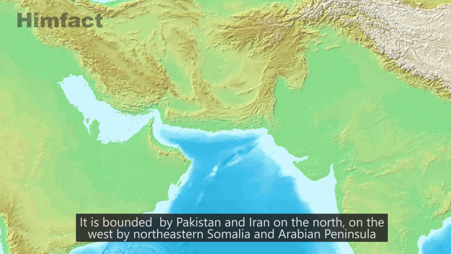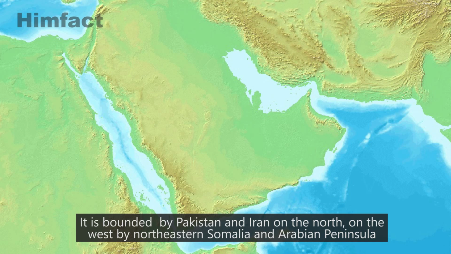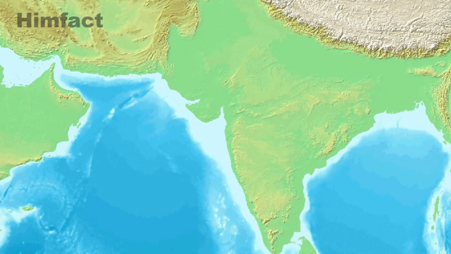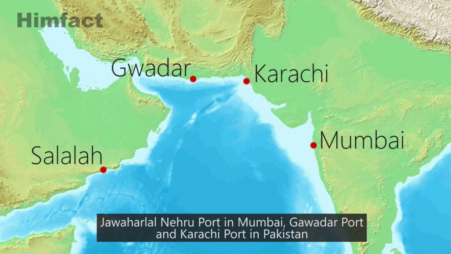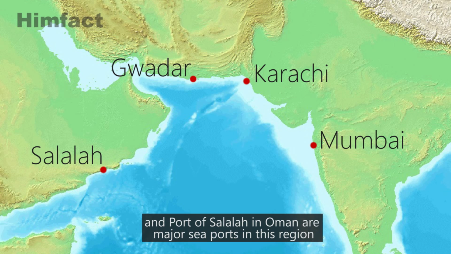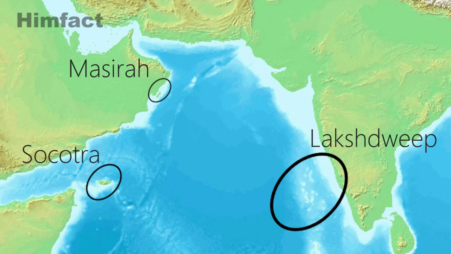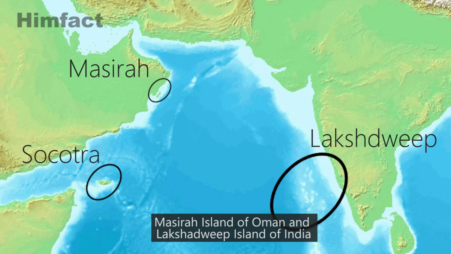It is bounded by Pakistan and Iran on the north, on the west by northeastern Somalia and the Arabian Peninsula, and on the east by India. Jawaharlal Nehru Port in Mumbai, Gwadar and Karachi Port in Pakistan, and Port of Salalah in Oman are major seaports in this region. The Arabian Sea houses multiple islands like Socotra Island of Yemen, Masira Island of Oman, and Lakshadweep Island of India.